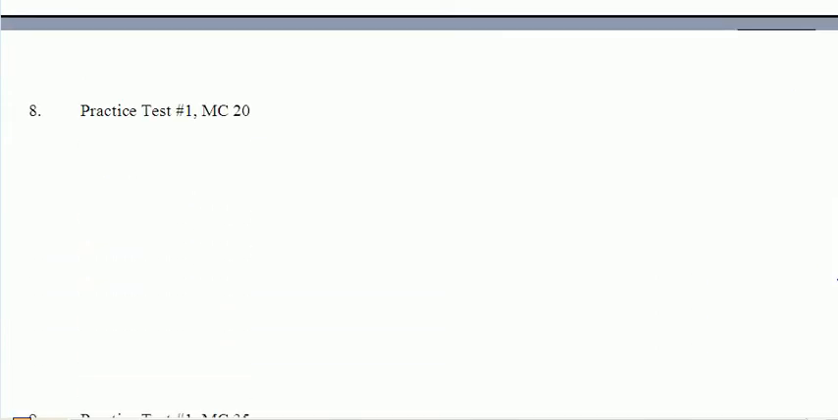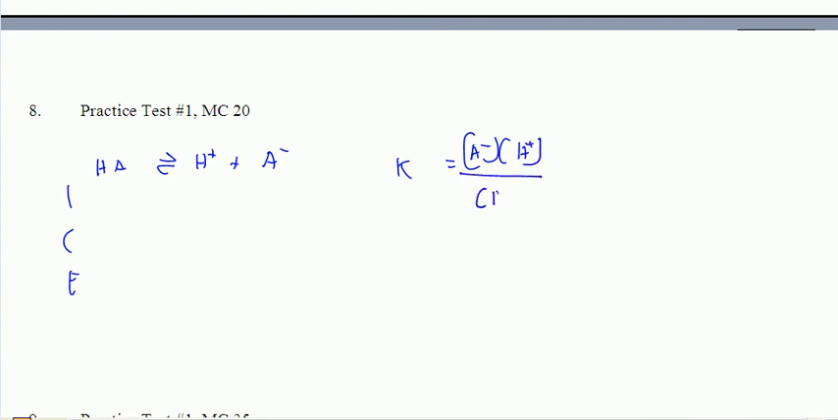Alright. Problem number 1 from multiple choice. Practice test number 1, MC20. So they give us a weak acid, HA, and it breaks apart into A minus. So anytime you see K, always set this up. ICE. They tell you A minus multiplied by H plus over HA is Ka, and they give you Ka, which is 2.5 times 10 to the negative 6.